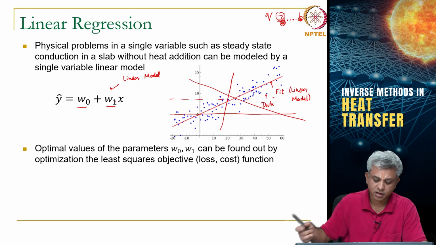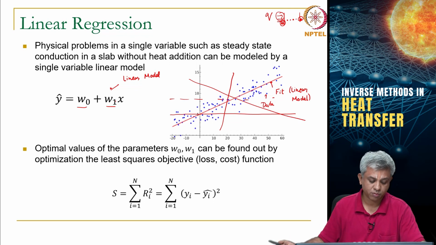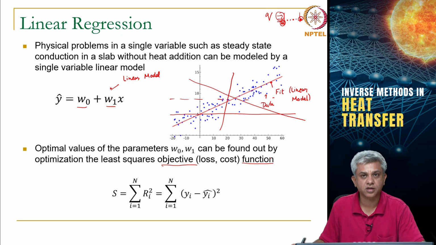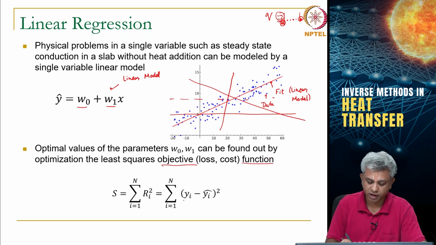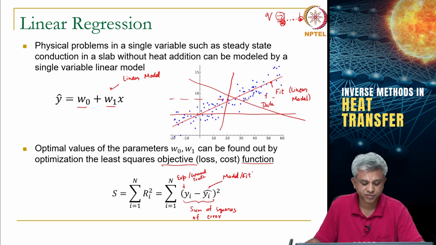So, you could have models which are linear but do not really fit the data, but we want optimal values of the parameters W0 and W1. For that purpose we defined an objective function, called the least square objective function, because what we are trying to do is minimize the sum of squares of the error. So, if this is the experimental or ground truth and this is the model or the fit, the error is given by the sum of squares of these terms.